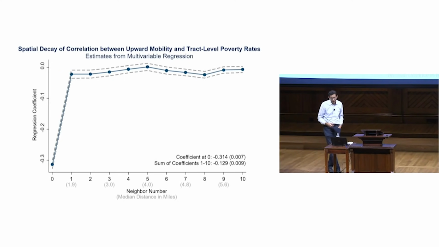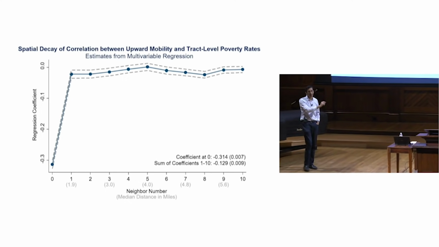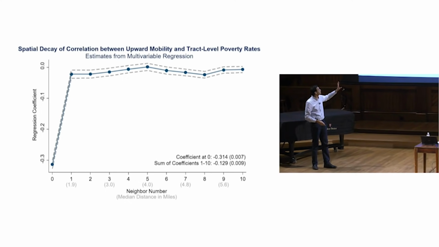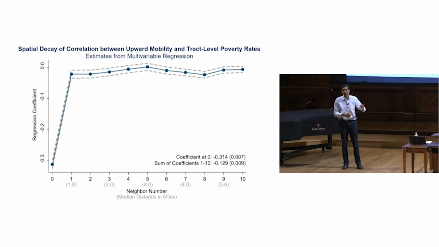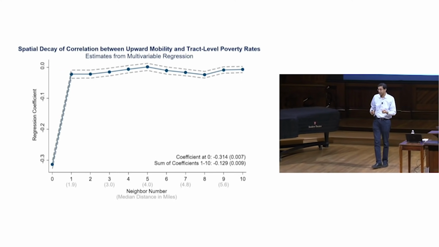So Sean Donovan briefly alluded to this in his talk. I'm going to explain the chart that he showed in more detail. So what we're doing here is the following exercise. We know that higher poverty rates are associated with lower rates of upward mobility. That's what we've established in the previous slide. If you just do a simple correlation between rates of upward mobility in your census tract and poverty rates in your census tract, you find a strong negative association.